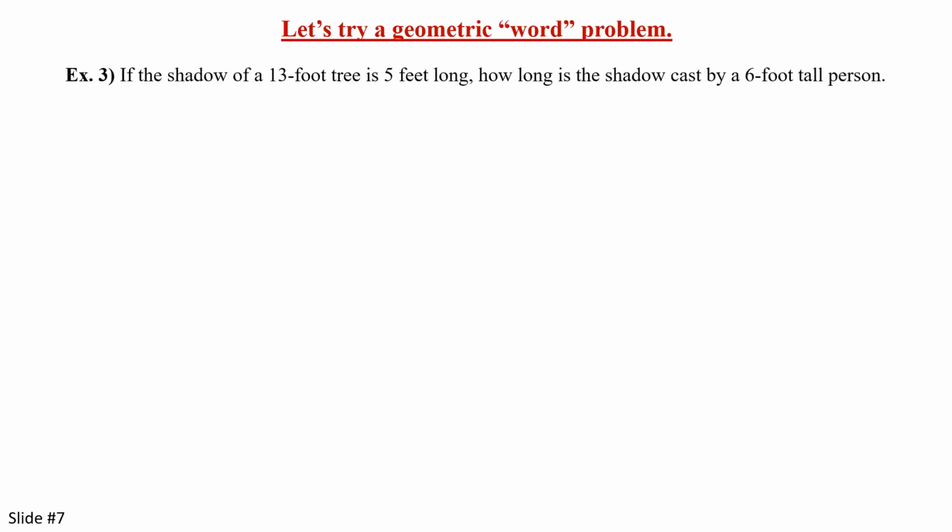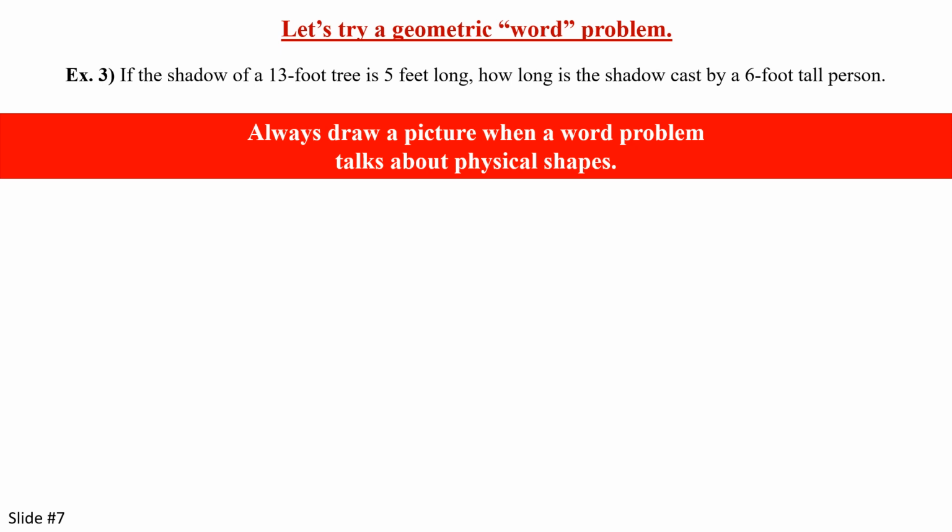Let's try a geometric word problem. If the shadow of a 13-foot tree is 5 feet long, how long is the shadow cast by a 6-foot tall person? All right, if we had shapes, it would be easier. Well, anytime a word problem talks about physical shapes, always draw a picture. So this talks about trees and shadows and a person and the shadow, or if it talked about rectangles or triangles or circles, you'd always want to draw the shape. It makes the translation easier.